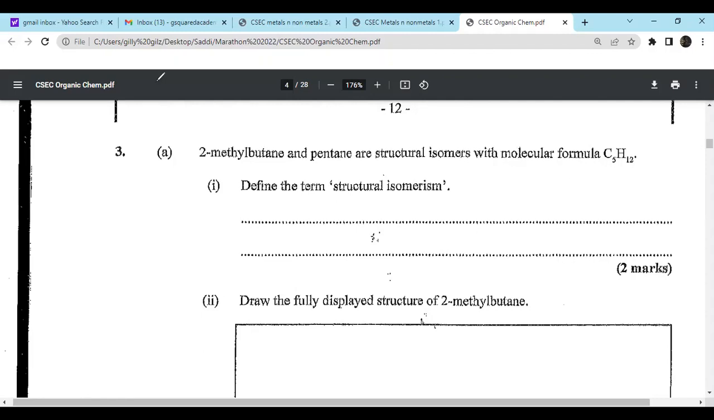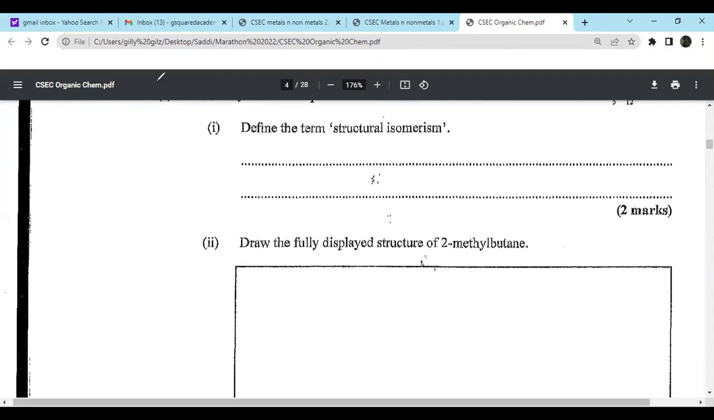All right, so this now is an introductory question. 2-methyl-butane and pentane are structural isomers with molecular formula C5H12. Define the term structural isomerism. So for you to define this, you're saying that structural isomers have the same molecular formula, but different structural formula. Your examiner is looking for those keywords: same molecular formula, but different structural formula. Okay? And that's what they're looking for.